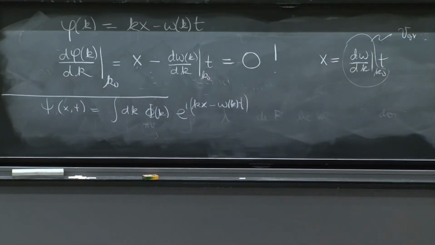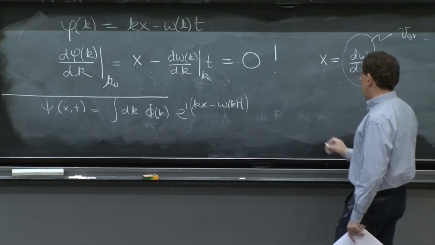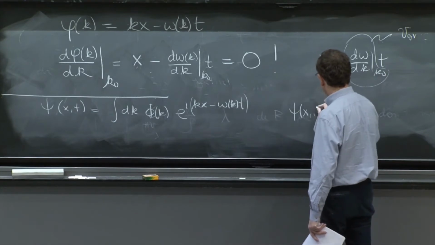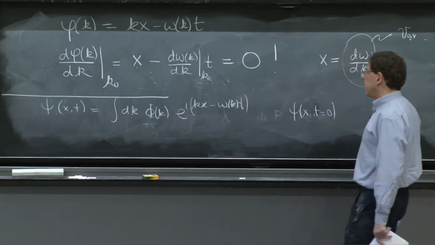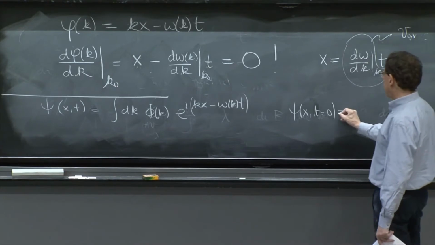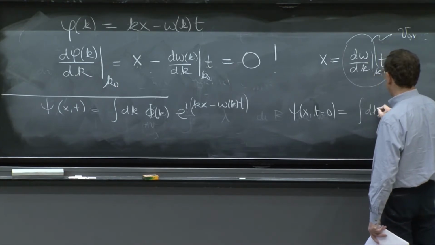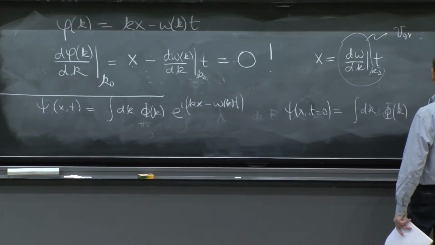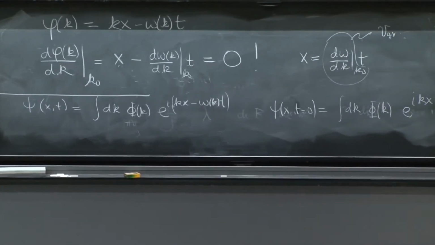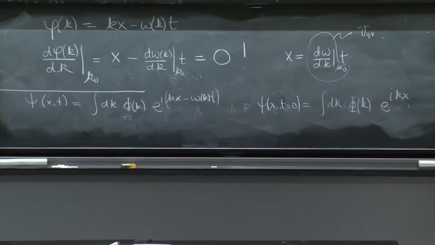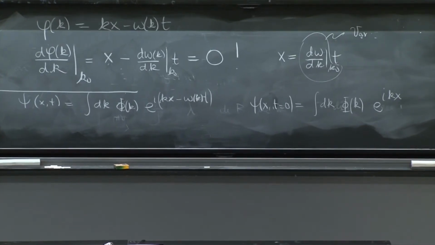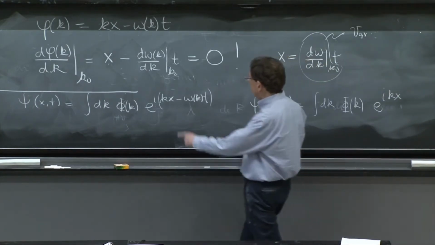Okay, it's useful for us to look at this wave at time equals 0 so that we later compare it with the result of the integral. So psi at time equals 0 is just the integral dk phi of k e to the i kx. The only thing you know is that phi is peaked around k naught. You don't know more than that. But that's psi of x at time equals 0. Let's look at it later.